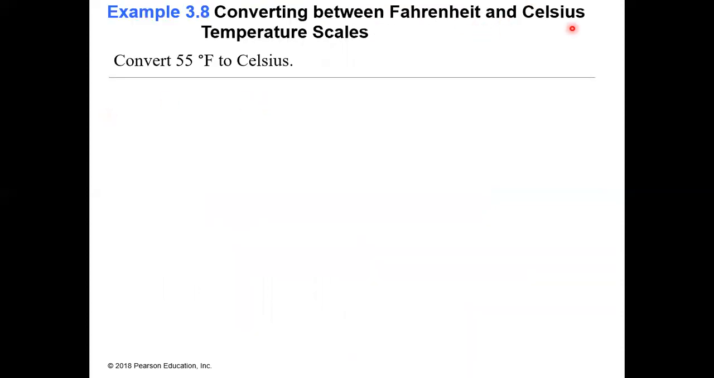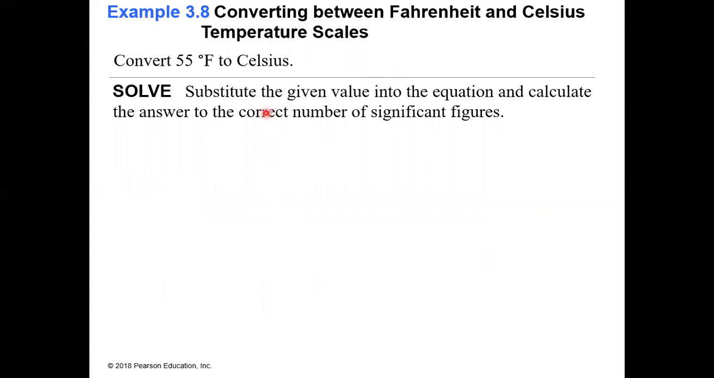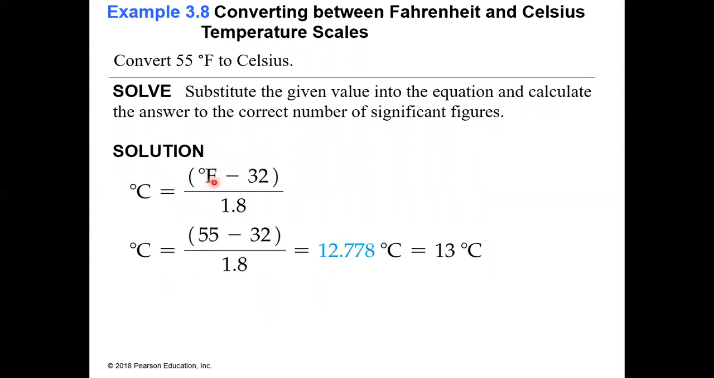Converting between Fahrenheit and Celsius temperatures. Say you want to convert 55 Fahrenheit to Celsius. You substitute the given value into the equation and calculate the answer to the correct number of significant figures. If you have Fahrenheit 55, you simply substitute into this equation, then do a subtraction and a division. Use a calculator, you get more digits, but you keep track of the significant digits. Your final answer will be 13.